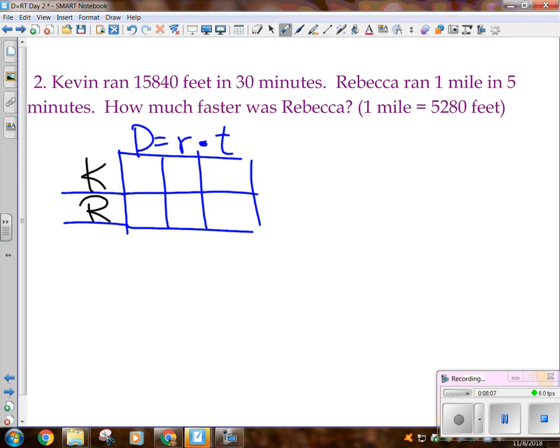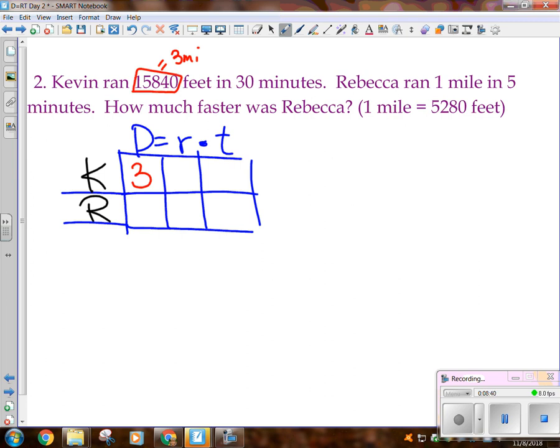15,840 feet. We got to change that to how many miles? Roughly, let's see, 5,000 feet. So that would say roughly 3. I'm going to bet that's 3. Guess what? 3. It is. That's 3 miles. We don't have a calculator to confirm it, but if we added 5,280, 5,280, 5,280 3 times, so the distance that Kevin ran is what? 3 miles. Everybody good?